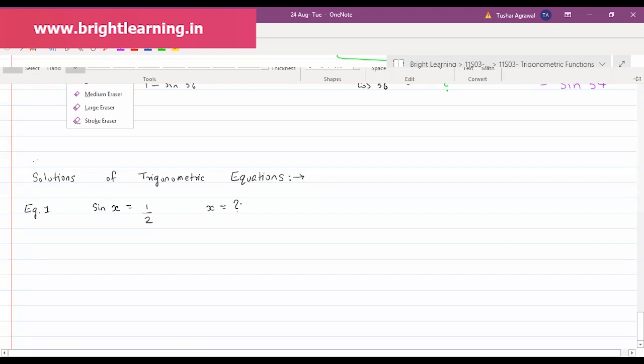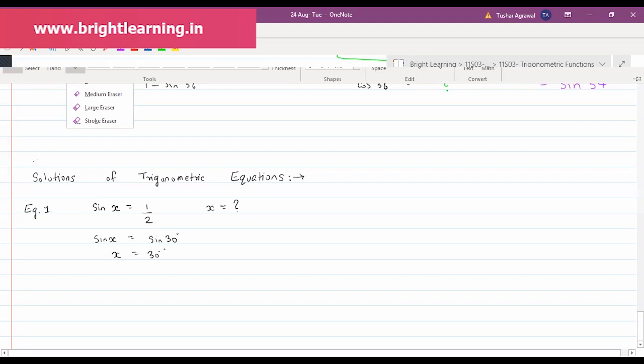So in the school, we used to see that sine x is equal to 1 by 2. By memory, we know that 1 by 2 is actually sine 30 degree. Sine x is half, so half is actually sine 30 degree. So what we used to do, we will directly take x is equal to 30 degree.